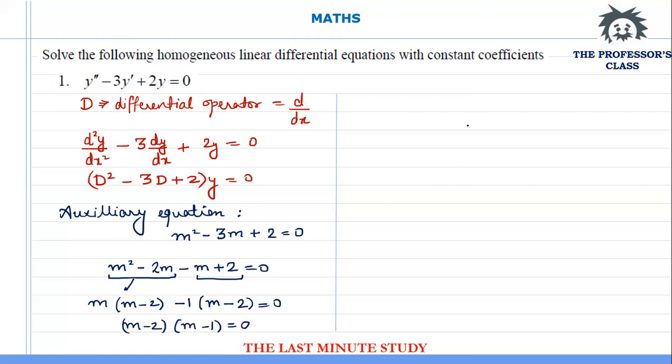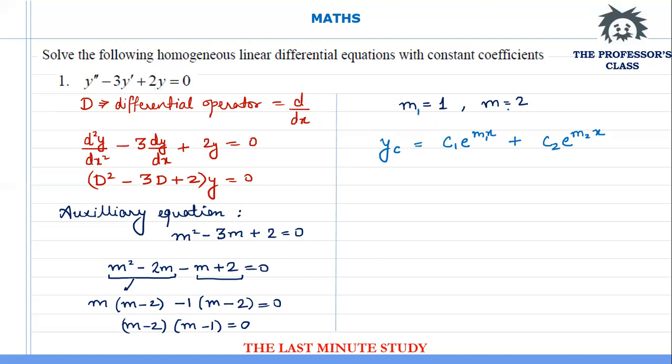Now I will be using this to find out the solution. So from here, I can say for m equal to 1 and for m equal to 2, this entire auxiliary equation becomes 0. So the final answer for such a homogeneous linear differential equation is given as y of c is equal to c1 e raised to the power m1 x plus c2 e raised to the power m2 x.